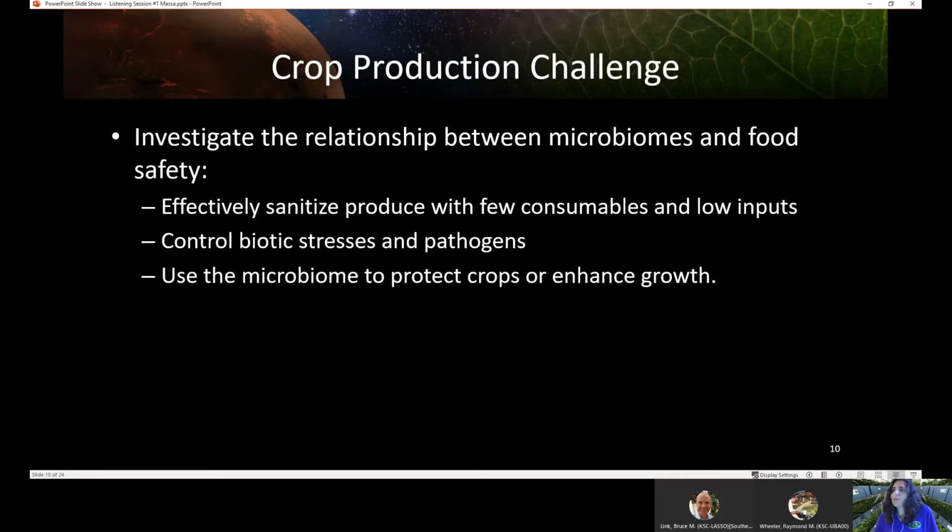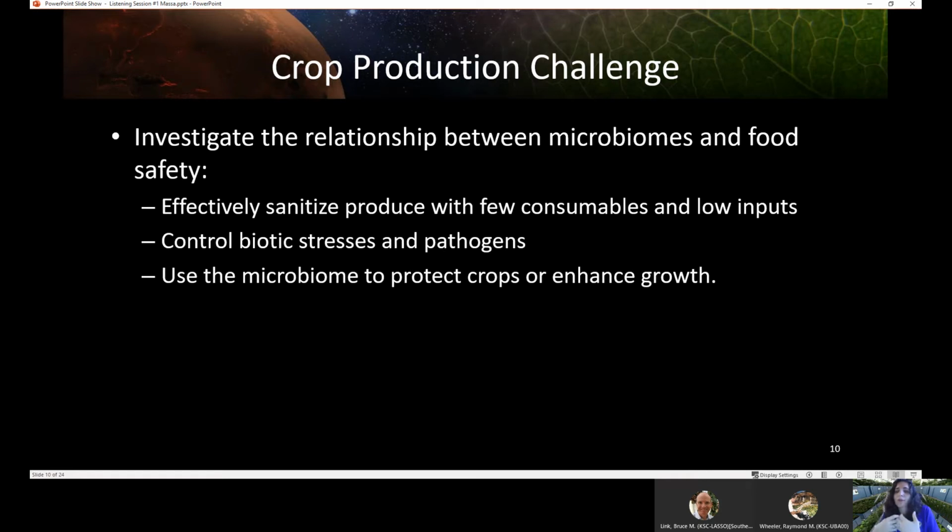The second challenge is to investigate the relationship between microbiomes and food safety. You know, how to effectively sanitize the produce with few consumables and low inputs. We don't want astronauts spending a lot of time and effort trying to clean their vegetables, and we don't want to be shipping a lot of materials into space to do that. So how do we make sure that the produce is safe for them to eat? How can we also control the biological stresses and any pathogens?